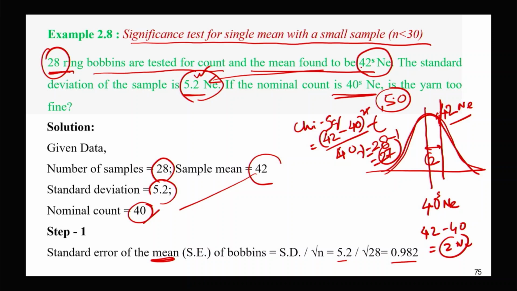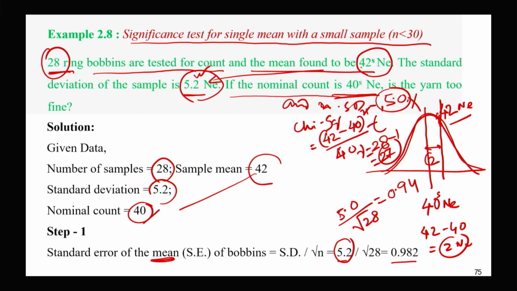Now in this numerical, for example, if the nominal count is 40s and the nominal standard deviation is 5.0, is the yarn too fine or not? In that case, if the problem is such that the targeted nominal value is known, the standard error would be 5.0 divided by under root 28. The value comes out to be 94. That much adjustment will be there. But in absence of the value, we are assuming it.